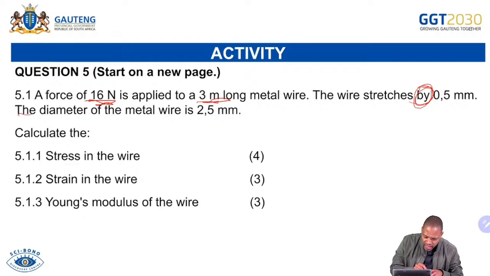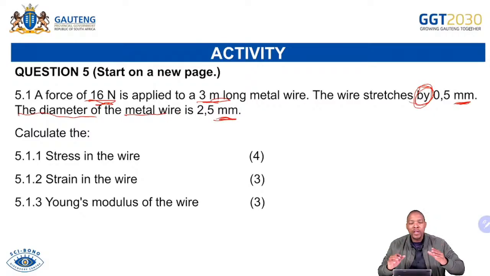And then they say the diameter of the metal wire is 2.5 millimeters. Again, this one is in millimeters and this one is in meters. What does this mean? We have to convert. And here you do not have that option where you say I can choose not to convert because it's strain. No, you have to convert because the units are not the same. One is meters, the other one is millimeters. You only choose not to convert if the units were the same. But if the units are not the same, you have to convert one of them at least. Now, with that being said, let's look at what they are asking us to do.